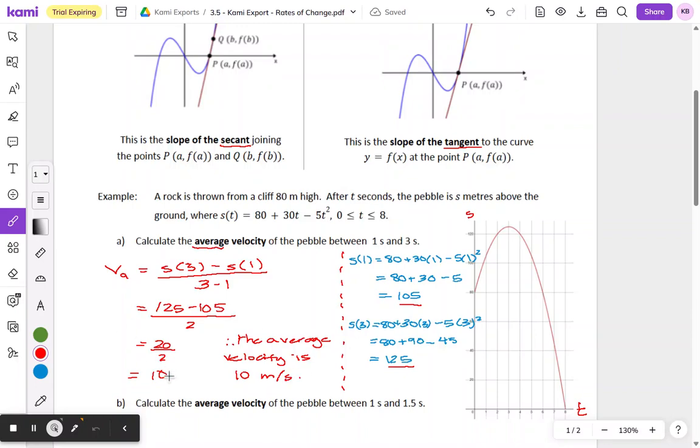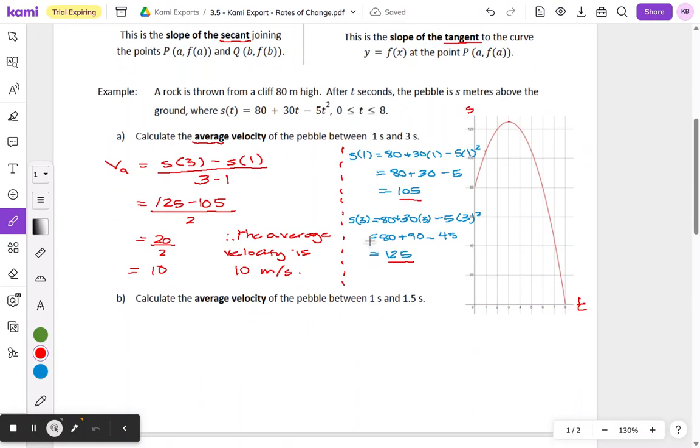Okay, you'll notice that at this point, the velocity is positive. So it's at this part of the graph right here. So you can see between 1 second and 3 seconds. Okay. So this is when the rock is still being thrown upward. All right. So you can see the slope is obviously positive.